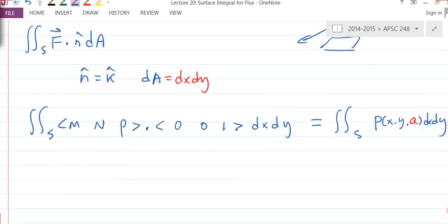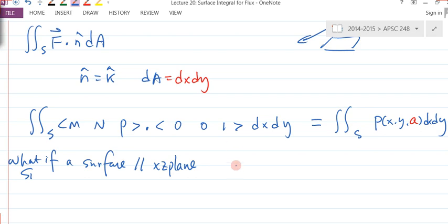Okay, so then you can expand the knowledge here. What if I have a plane parallel to the xy plane? What if I have a surface parallel to the xz plane? And what would the formula look like for the surface integral?